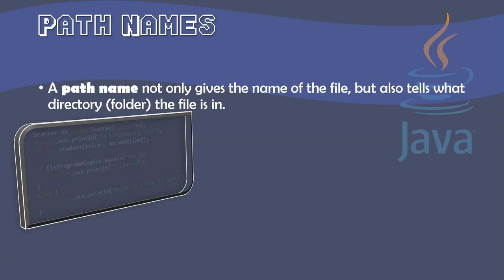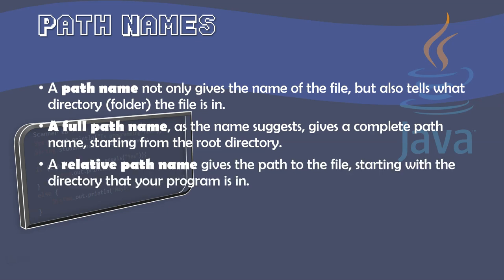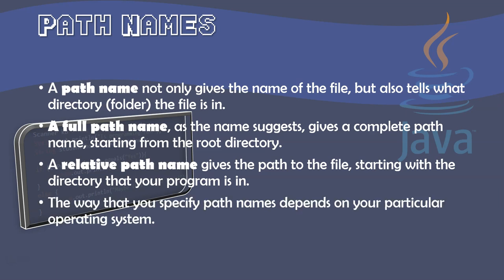First off, you have to understand that a path name not only gives the name of the file, but also tells what directory or folder that file is in or expected to be in. A full path name, as the name suggests, gives a complete path name starting from the root directory, for example your C drive. A relative path name gives the path to the file starting with the directory your program's in, such as documents. Now, the way that you specify these path names depends on your particular operating system.